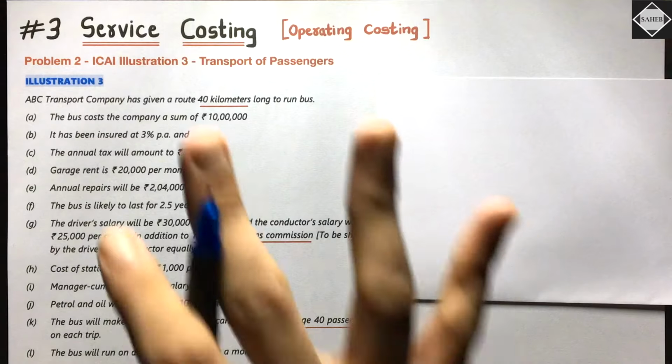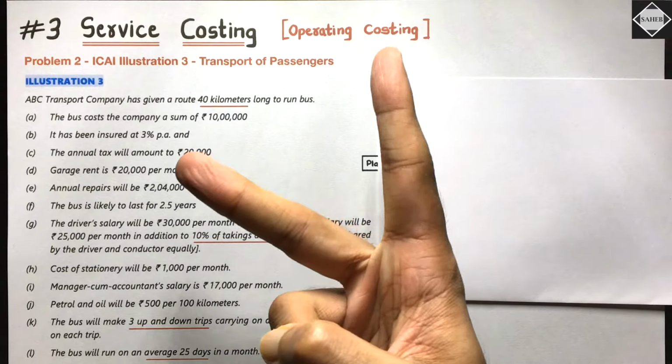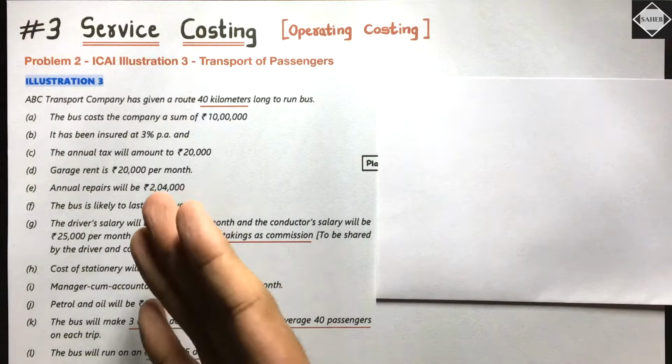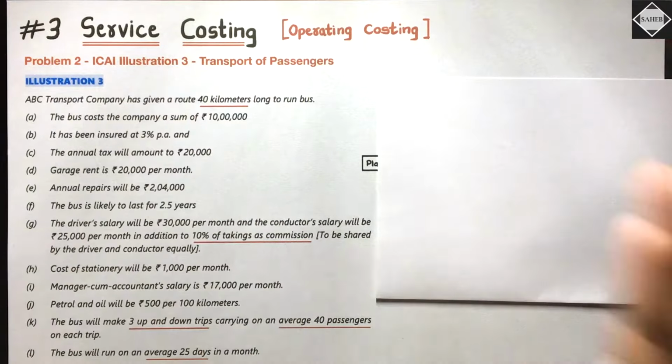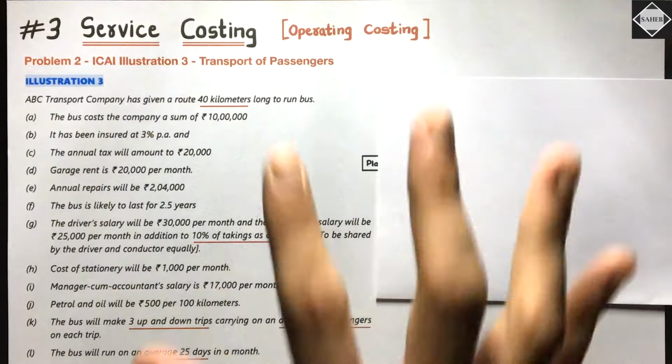Today in this third video of the service costing chapter, also known as operating costing, we are going to solve our second problem, and the question will be from ICAI study material, illustration 3. This is based on transport of passengers, and here this is a full-fledged question.